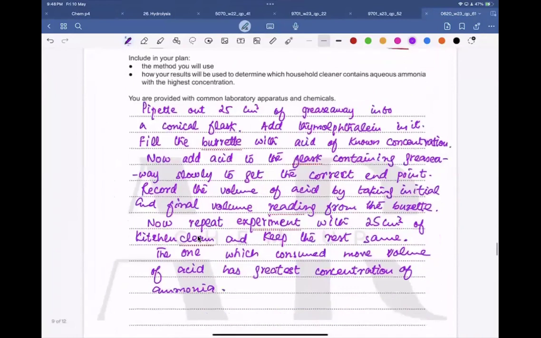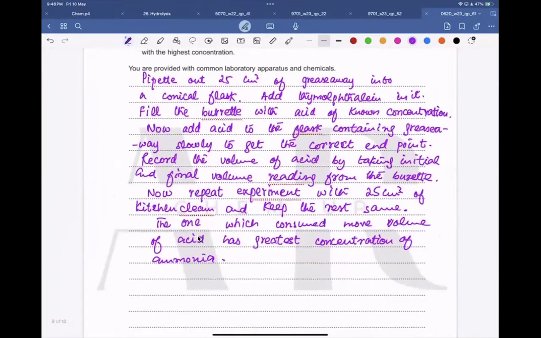No, we are continuously adding the acid till we get the end point, isn't it? It's not exactly the volume of a base. We are adding the acid from the burette, so we will continue to add it until the color changes. So obviously, if both have different concentrations, both the kitchen clean and the grease away have a different number of moles of ammonia in the same volume. So the one which has more moles is going to use up more hydrochloric acid, which shows that this one has a greater concentration of ammonia.